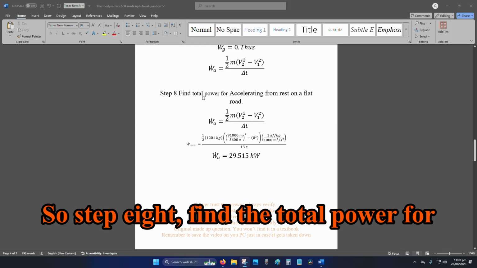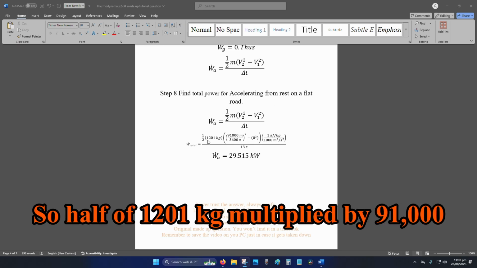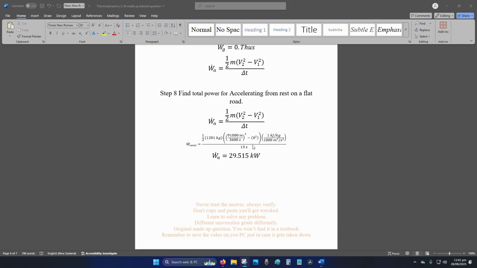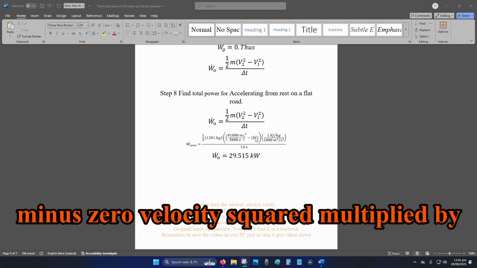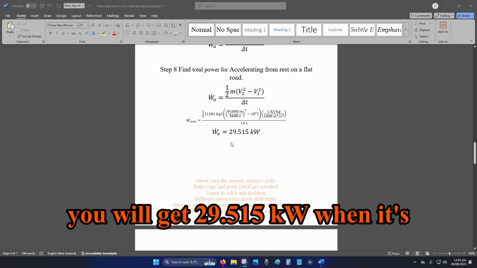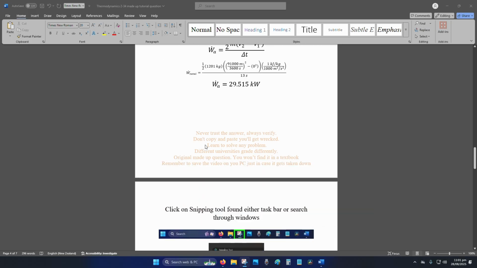So step 8, find the total power for accelerating from rest on a flat road. So half of 1,201 kilograms multiplied by 91,000 meters divided by 3,600 seconds squared, minus 0 velocity squared, multiplied by the conversion factor, divided by 13 seconds. You will get 29.515 kilowatts when it's accelerating from rest on a flat road.